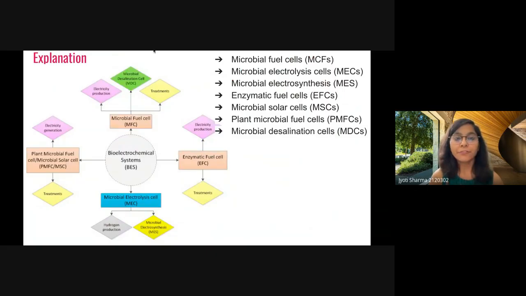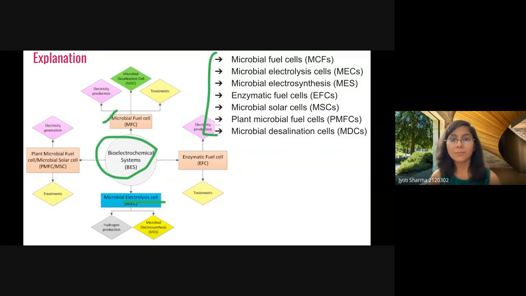And we do have different types of bioelectrochemical systems, based on our need. So for example, if we need energy, we can use the microbial fuel cell. If we want to do something else, for example electrolysis, then we will use the microbial electrolysis cell. So these are different types of your BES, that is bioelectrochemical system.